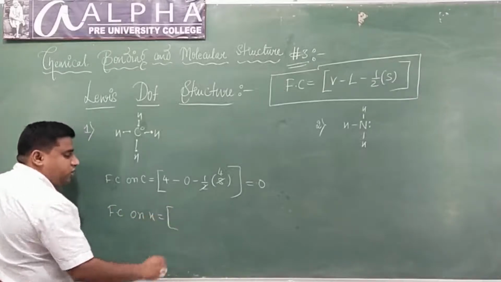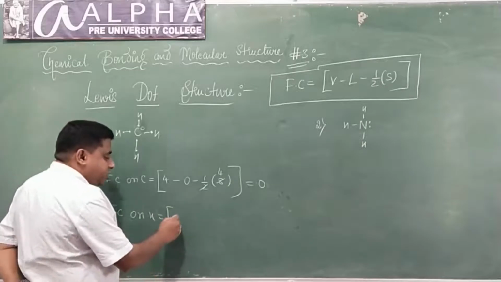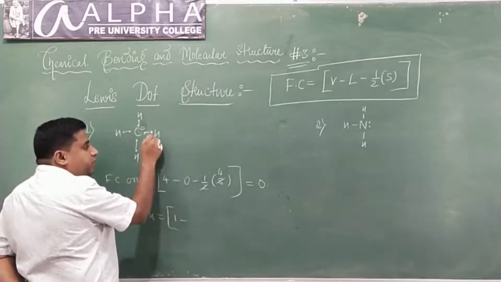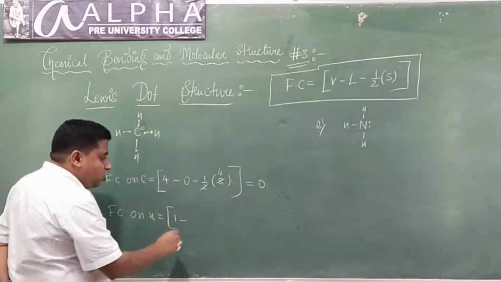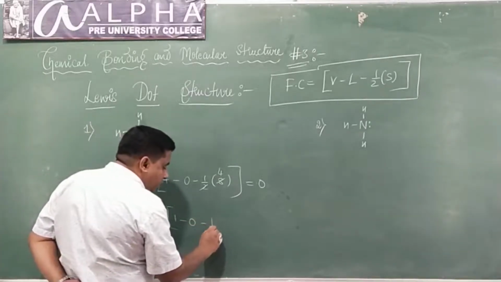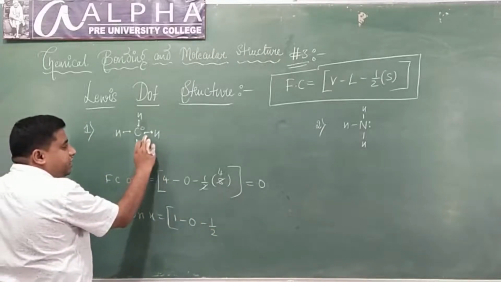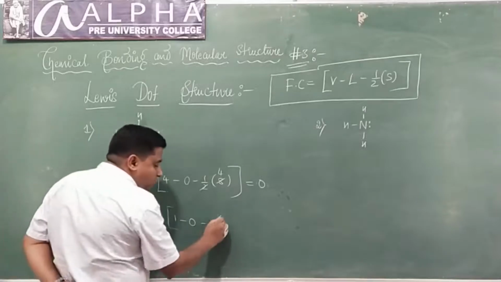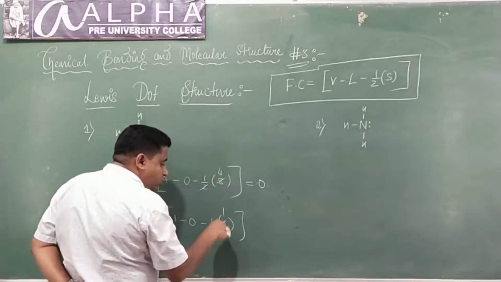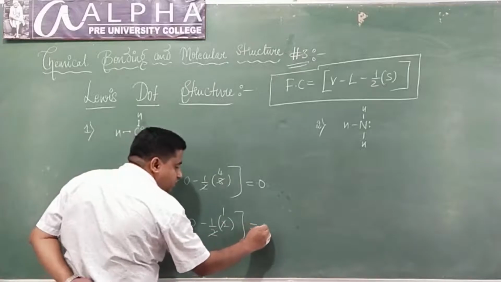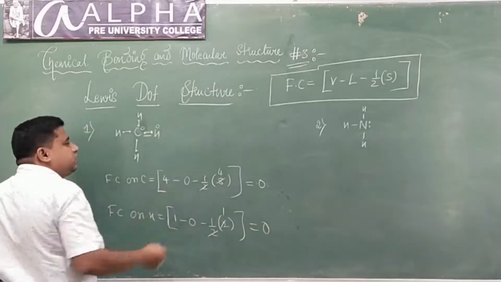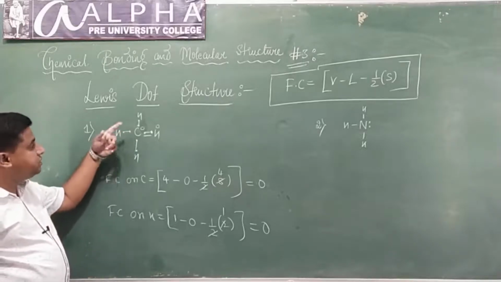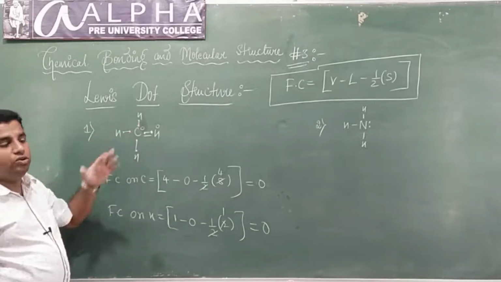We know hydrogen belongs to the first group, so the total number of valence electrons is 1 minus. Any lone pair of electrons around hydrogen? No, there is no lone pair of electrons on hydrogen, so the lone pair is 0 minus half of. Hydrogen is surrounded by how many shared pairs? 2 shared pairs. So half of 2, 2 ones are 2, correct? 1 minus 1 is 0. Therefore the formal charge on hydrogen is also 0. The formal charge on carbon is 0. The formal charge on oxygen is 0.